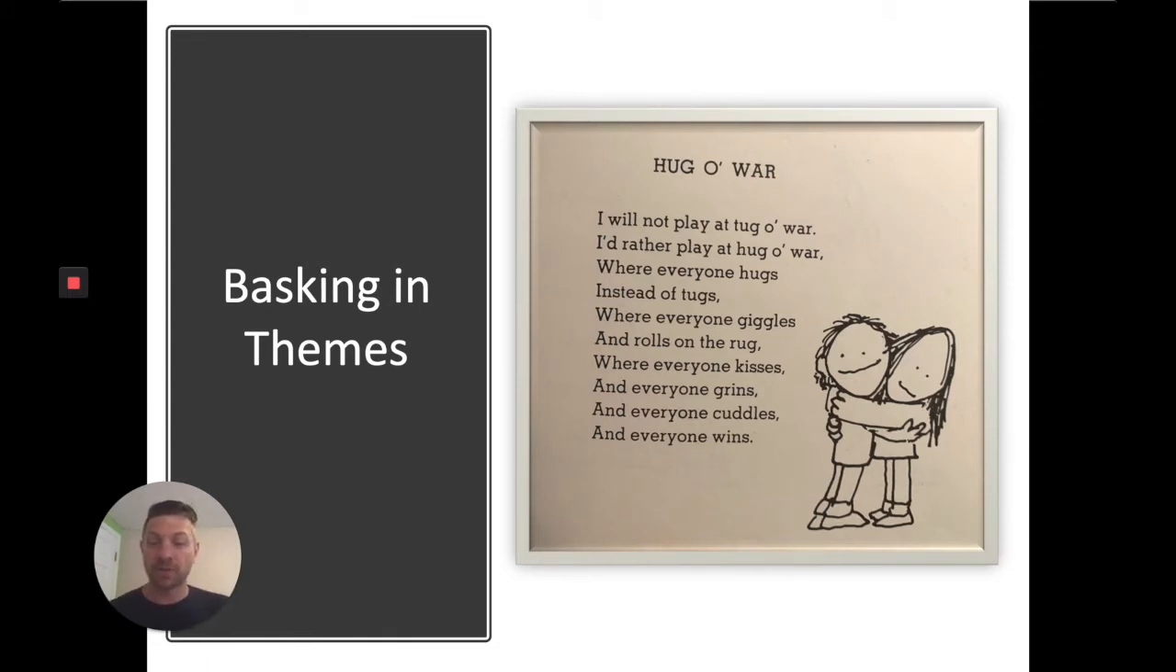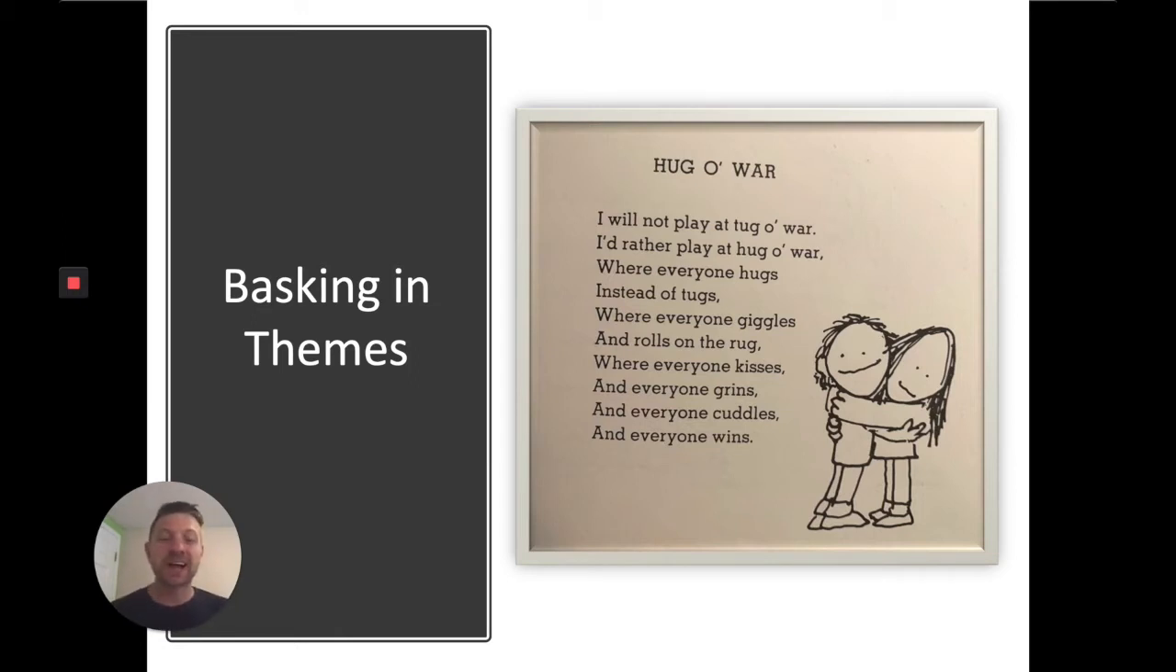I'm going to read it one more time. I will not play at tug-o-war. I'd rather play at hug-o-war, where everyone hugs instead of tugs, where everyone giggles and rolls on the rug, where everyone kisses and everyone grins, and everyone cuddles and everyone wins.